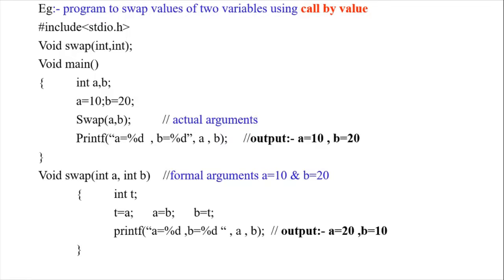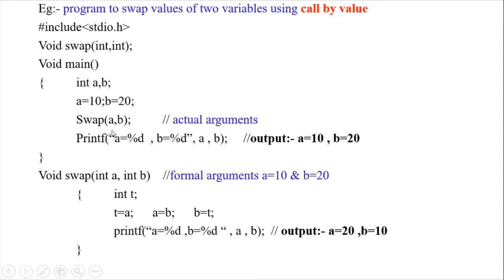In the previous video, I have already explained this program. The same program is here, to swap values of two variables using call by value. In the main function, a is equal to 10, b is equal to 20, and we are calling a function swap, a user defined function. While calling the swap function, we are passing a and b as actual arguments, so here it is passing as call by value. Whenever it sees the function call, the control goes to the function definition, and this a will be copied to this a and b will be copied to this b.